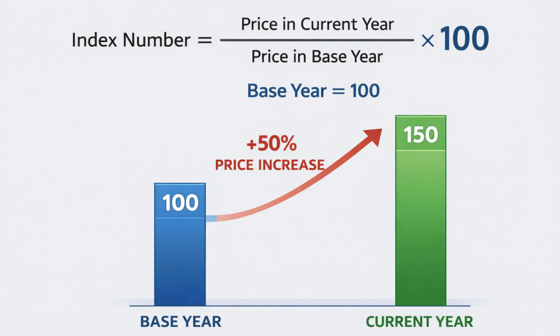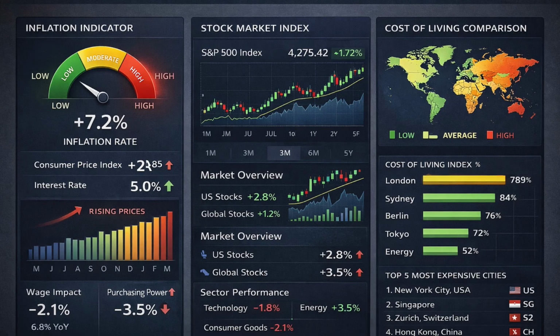This concept is extremely important because economists deal with thousands of variables including prices, production, trade, stock markets, and consumer spending. Instead of tracking thousands of numbers, index numbers compress all that information into one meaningful indicator. Index numbers play a critical role in modern economic analysis.